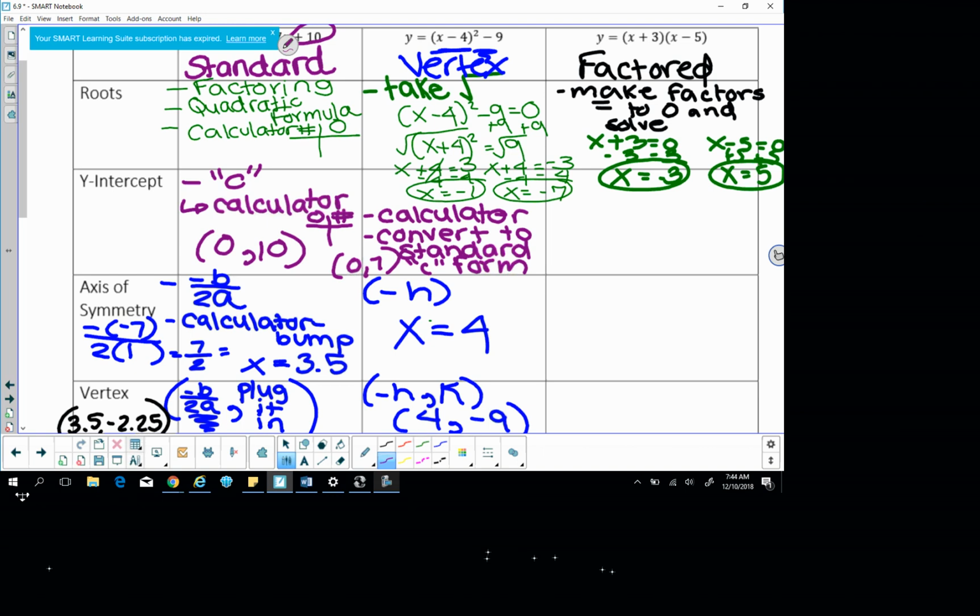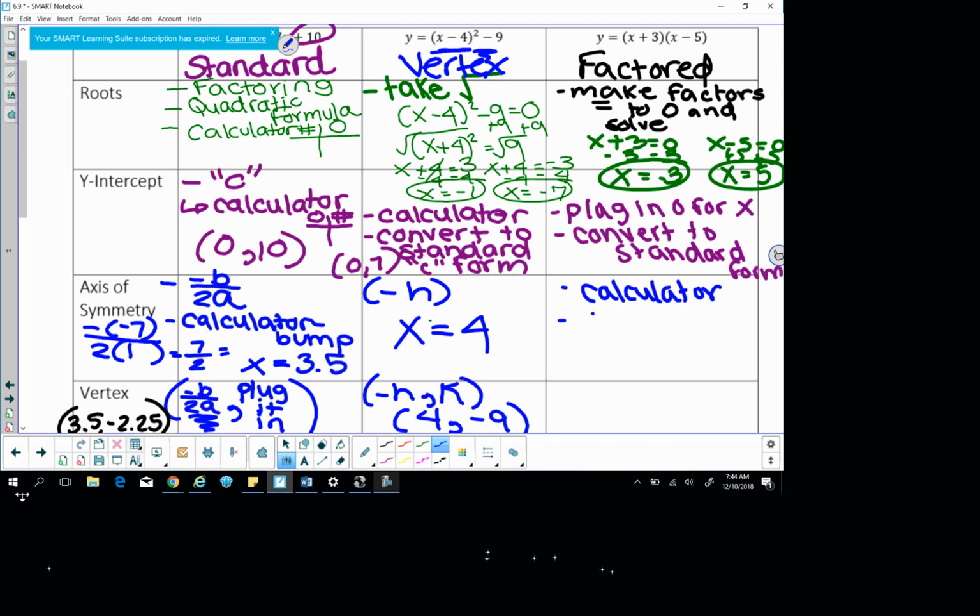The y-intercept, we would need to either plug in 0 for x and solve, or convert to standard form. Axis of symmetry, we could put in our calculator, or convert to standard form and factor. Same with here.